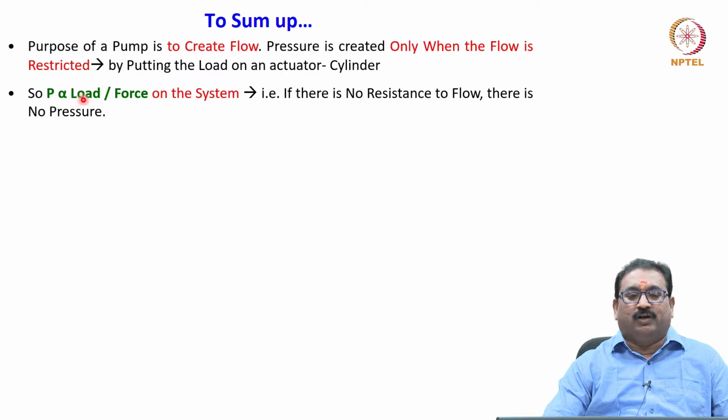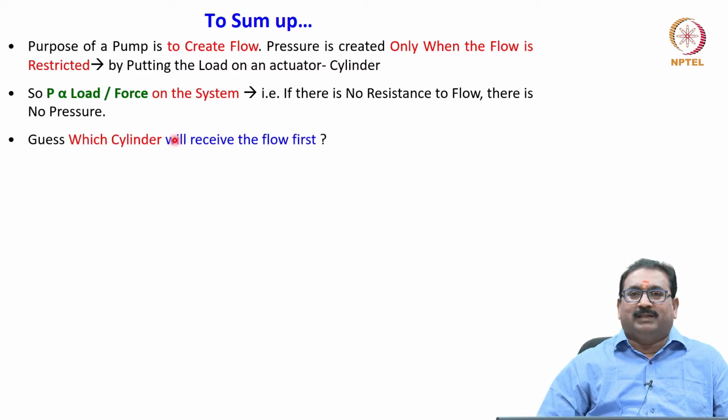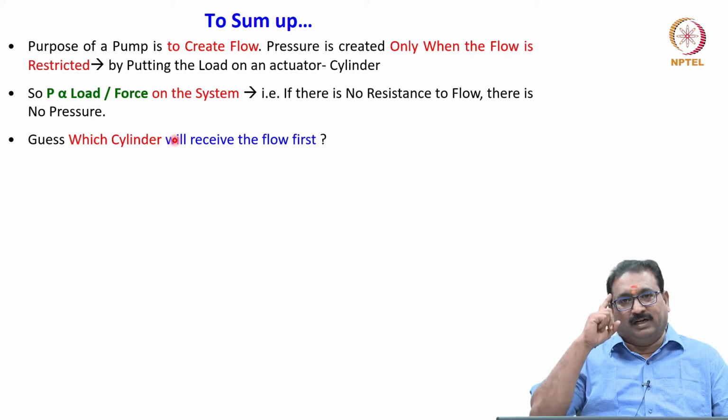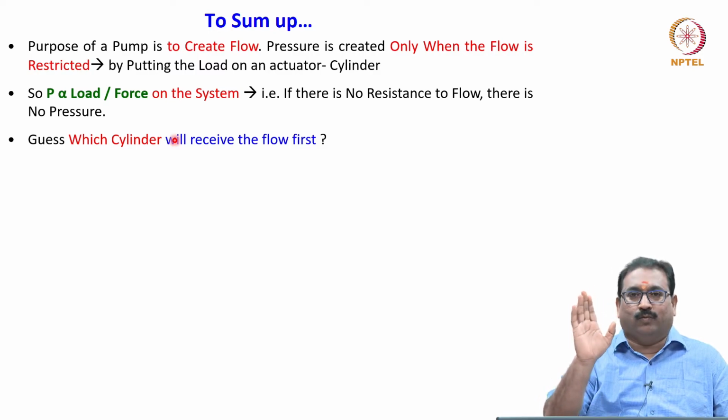Pressure is proportional to load, that is, the force on the system. If there is no resistance to flow, there is no pressure. Now I will show you a simple sketch. You know already that resistance to flow is the pressure. Understand this neatly in mind. Otherwise the pump will produce only the flow.